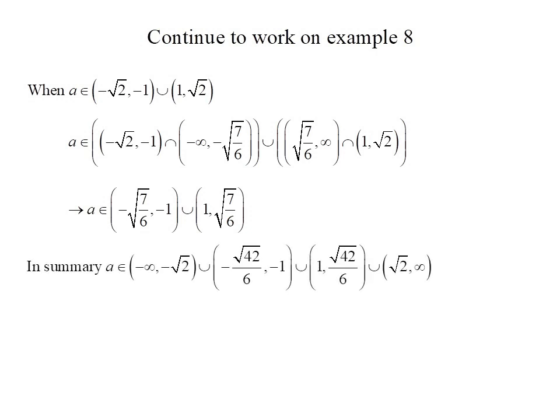Hence, we may conclude that the value range of a which satisfies the inequality f(x) is greater than -1 is less than negative square root 2, or between negative square root 42 over 6 and -1, or between 1 and square root 42 over 6, or greater than square root 2. Very long expression, excluding all the endpoints, of course.